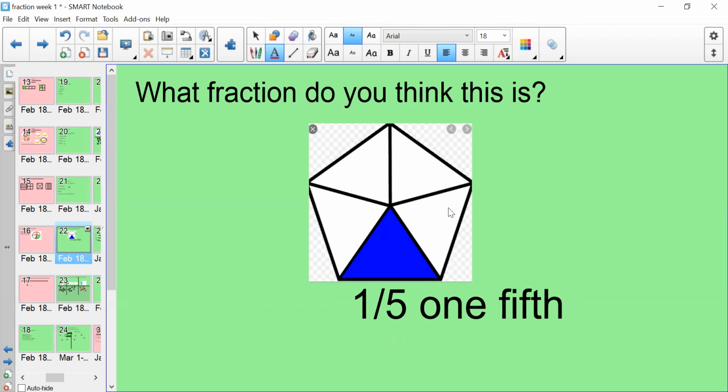We could also say, if we were looking at the white, so if you were asked what the white fraction is showing, you can see that there's 1, 2, 3, 4 parts out of, we know there are 5, so four fifths. And we could write it like this, 4/5.